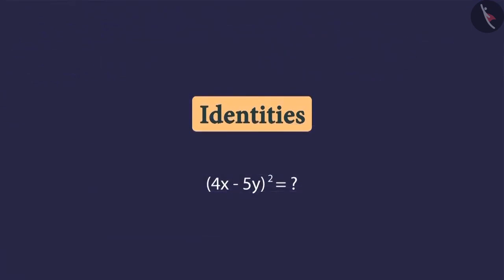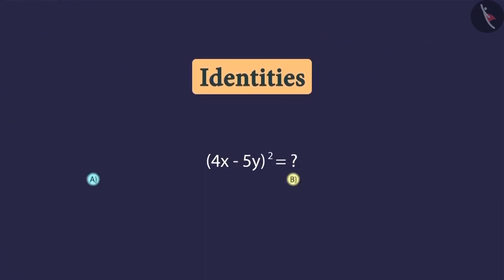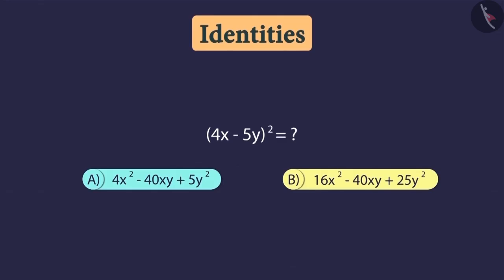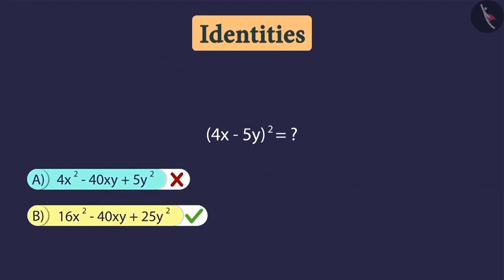Now look at this question. Can you tell which of the following is the correct option? The correct option is B. Some of you might have got A as the answer. But this is incorrect. Let us see why.